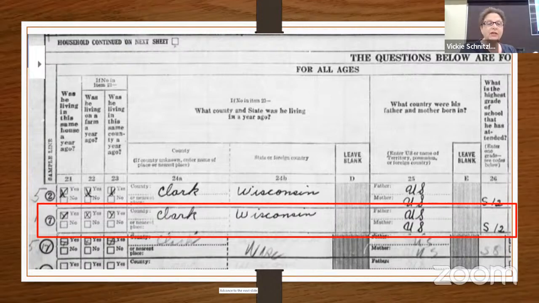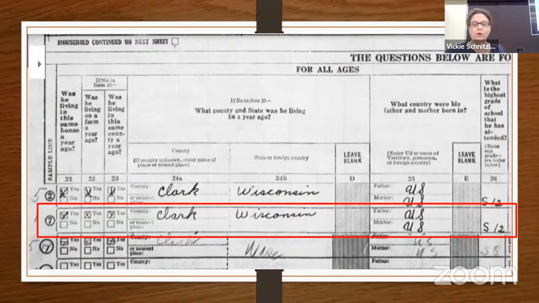It's asking, was he living in this same house a year ago? And he said, yes, he was. It also asked, was he living on a farm a year ago? Yes, he was. And was he living in this same county? Of course, he was. So those are some additional questions right here. And then they want to know what county he was living in. And he said Clark, and it was in Wisconsin.